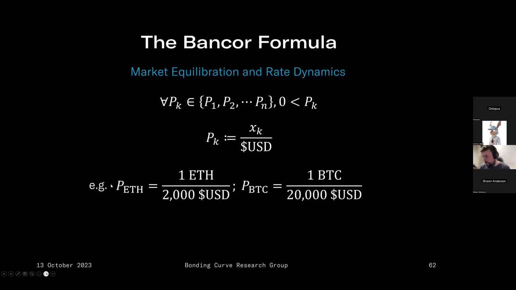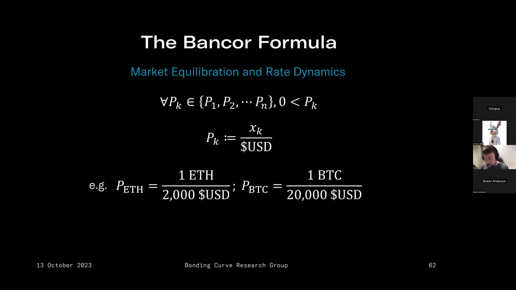So, in this instance, if we want to get P ETH and ETH is $2,000, then the P value here will have a value of 1/2000, but the units will be ETH per USD, right? And similarly for Bitcoin, if Bitcoin is 20,000, then this P value is going to be the reciprocal of 20,000, but the units will be BTC per USD.